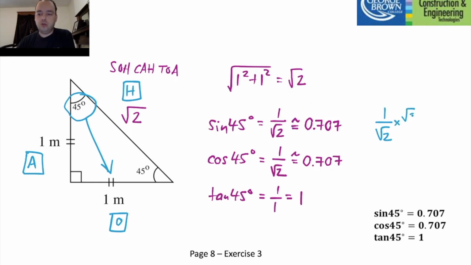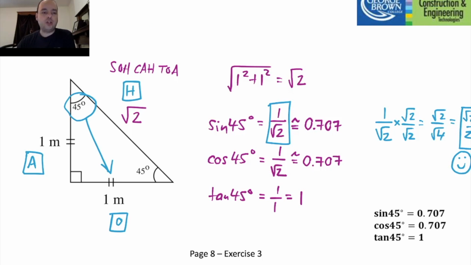You could multiply the top and the bottom by root 2 and get root 2 over root 4, or in other words, root 2 over 2. Now, why all the gymnastics here? Why isn't 1 over root 2 a nice number and root 2 over 2 is nicer? Well, the reason is that when you have a fraction on the bottom, that's an irrational number.